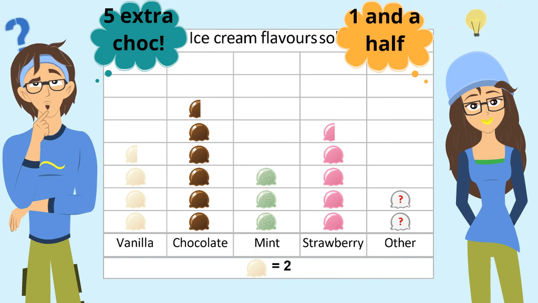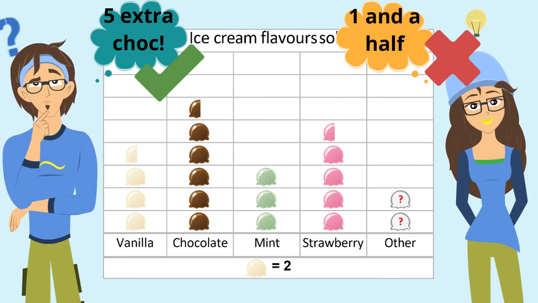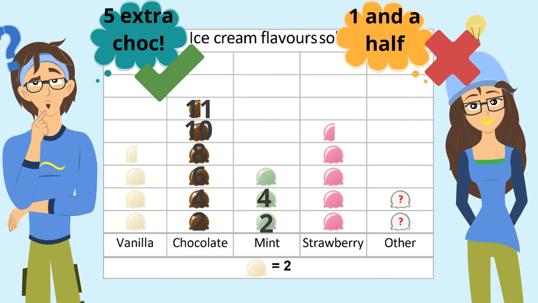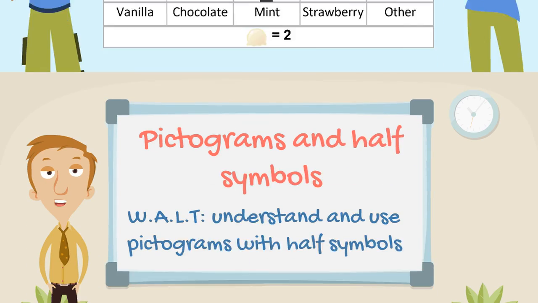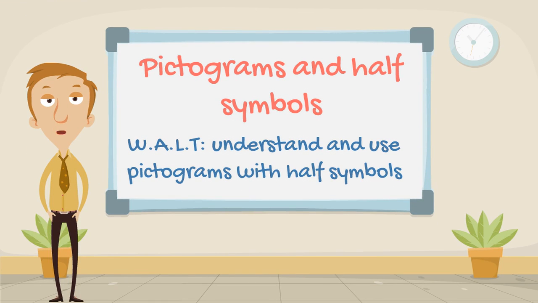Well, in this final argument, Jason is absolutely correct. Chocolate sold 2, 4, 6, 8, 10 and a half is 11. And mint only sold 2, 4, 6. 11 take away 6 is 5. So Jason is correct. Now, using scaled pictograms and half symbols together is as difficult as it gets for pictograms. So if you are able to do both of those things together, you are now a pictogram expert.